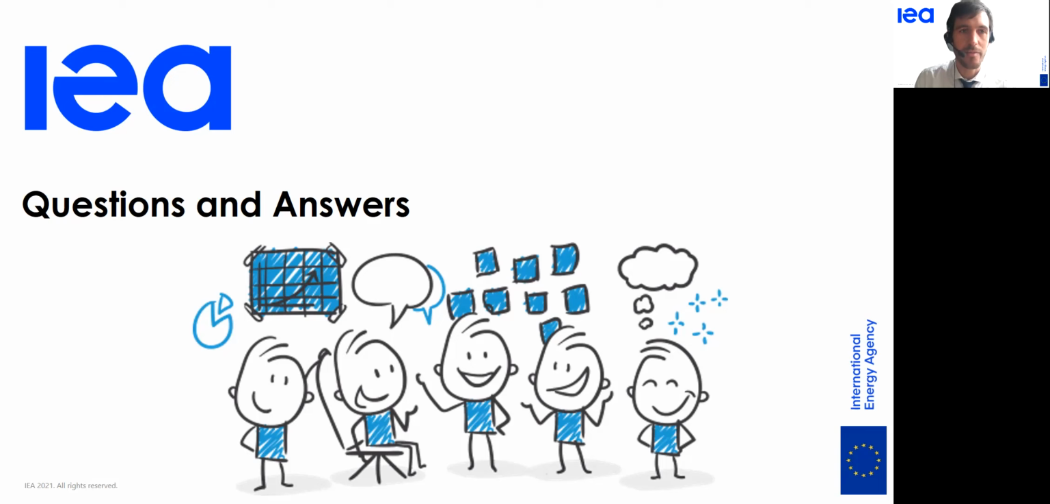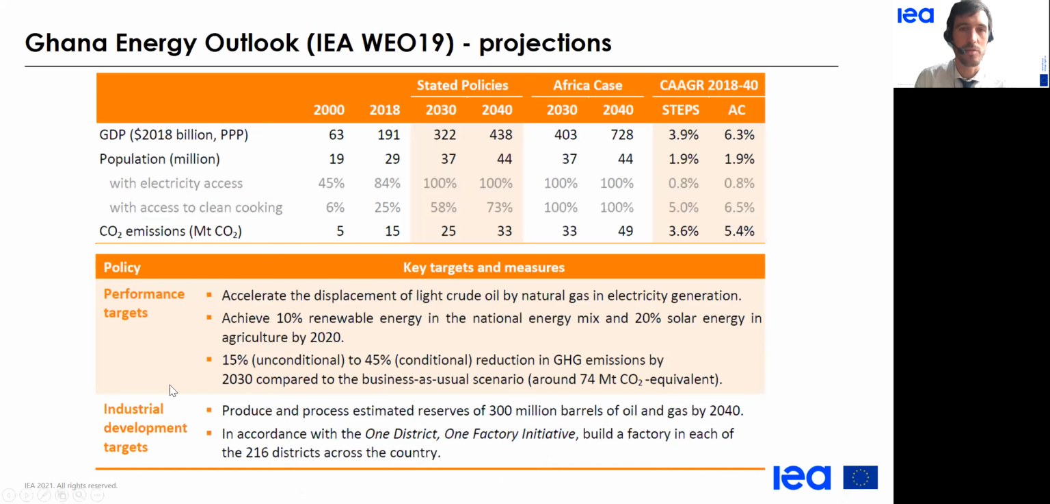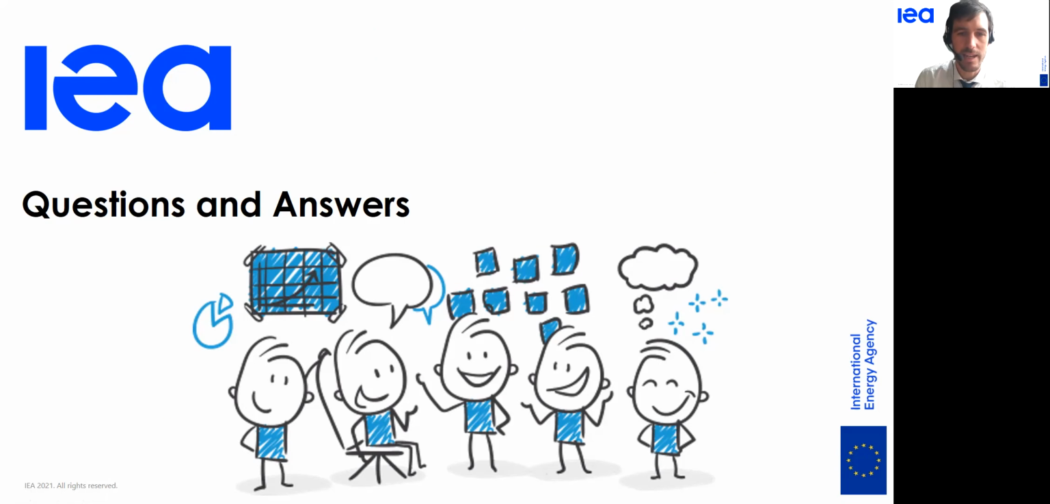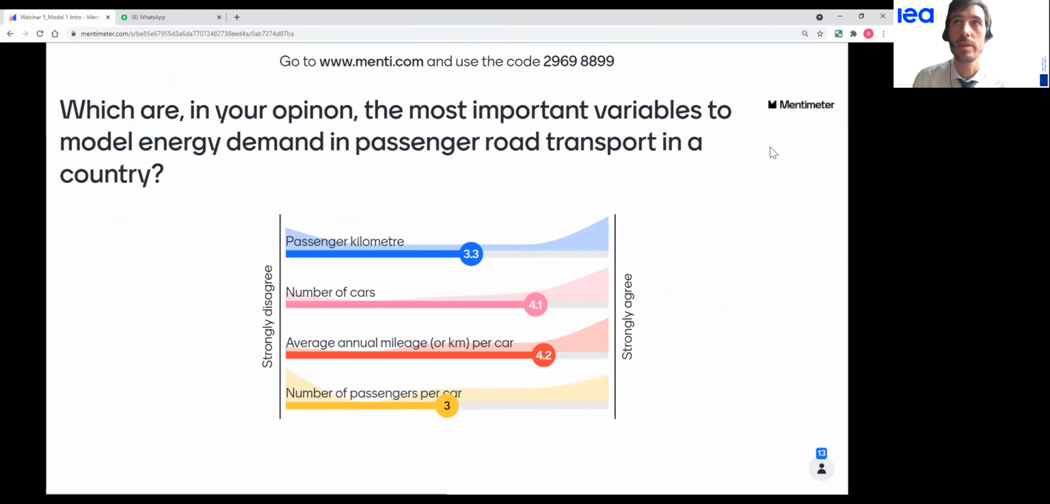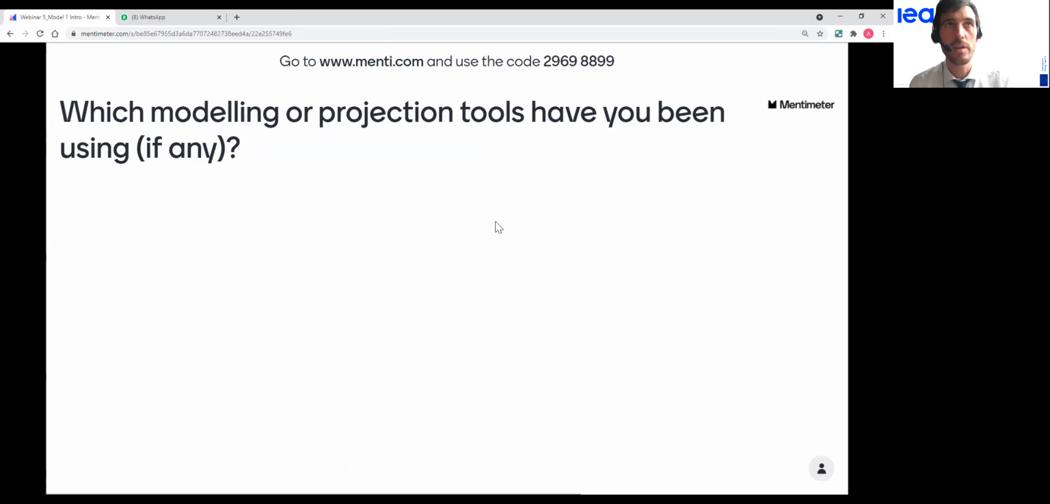So I have a few more questions for you. I suggest you go back, sorry, to Mentimeter for a few more polling questions. Okay, you should be able to see my screen, and it's still the same code. I'd be interested to know which modeling or projection tools you've been using, if any, so that we understand a bit better the kind of exercises you've been working on.